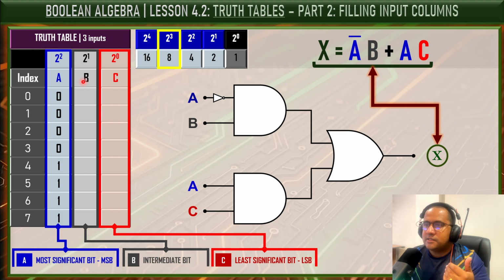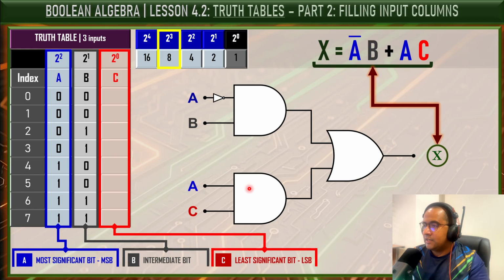Now let's analyze the column b. Column b has a weight of 2 to the power of 1, which gives us 2. So the values of column b change every 2 rows. That means 2 zeros followed by 2 ones.